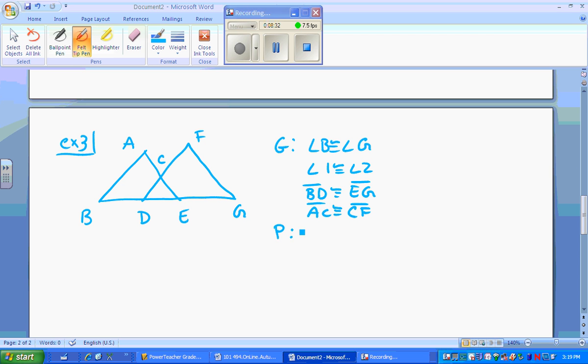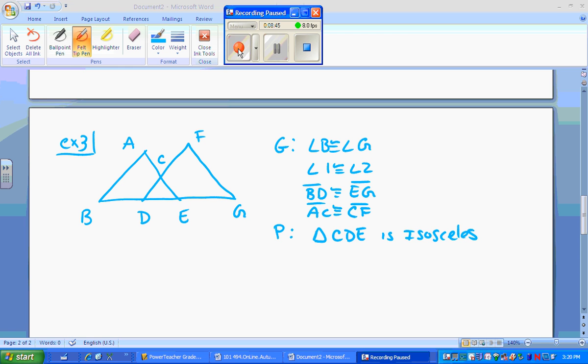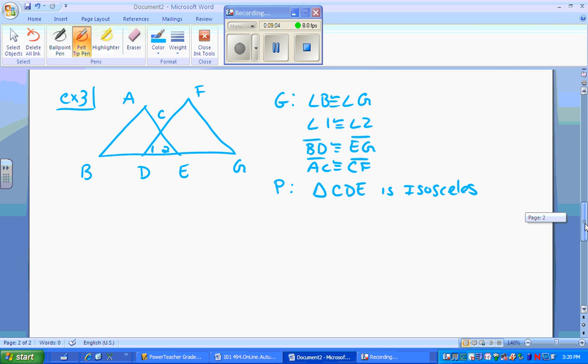We are trying to prove that triangle CDE is isosceles. All right, so let's look at the given information. Our goal is to prove that this triangle is isosceles. What that means is that two of the sides are going to be congruent. What we need to do is figure out how to prove the two triangles.